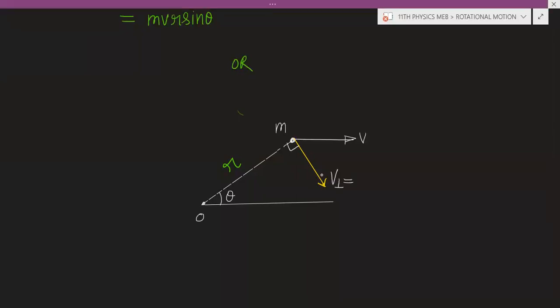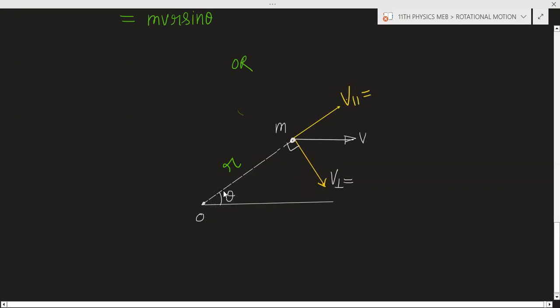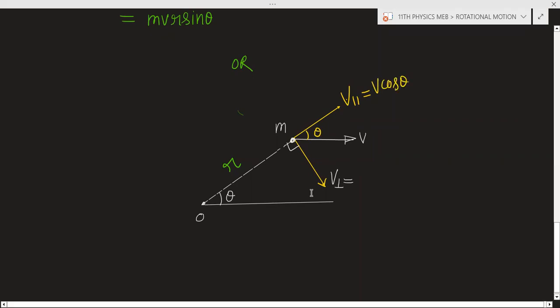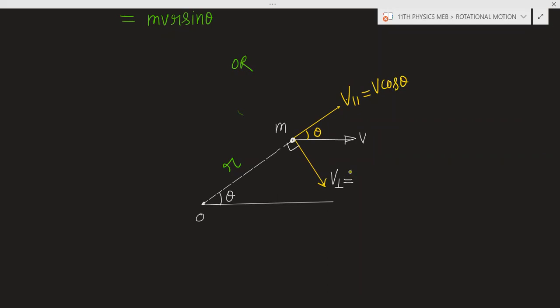And in the other direction, this component will be the parallel component of the velocity. If this angle is theta, and this is horizontal, this is the same line, so this angle will also be theta. So this component of the velocity will be v cos theta, and the perpendicular component will be v sin theta.